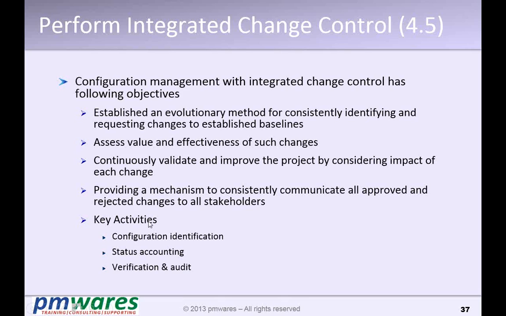So the key activity in the change control process could be configuration identification, that is, identifying a configuration item in the configuration as per the configuration management plan. Then doing status accounting, that is, how it is maintained and how the changes will be made in a specific artifact. And when we talk about configuration management, we also talk about continuously auditing the configuration, that is, the artifacts in the configuration, and verifying that we are not violating the configuration management plan.